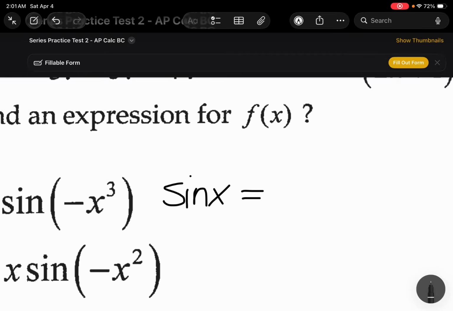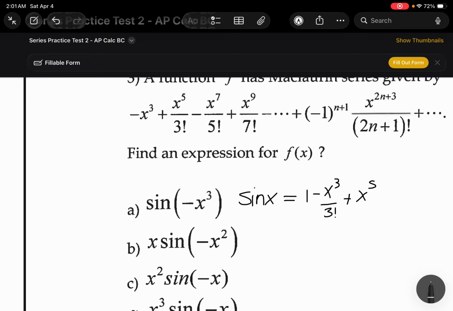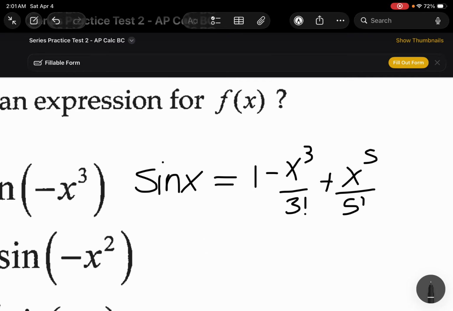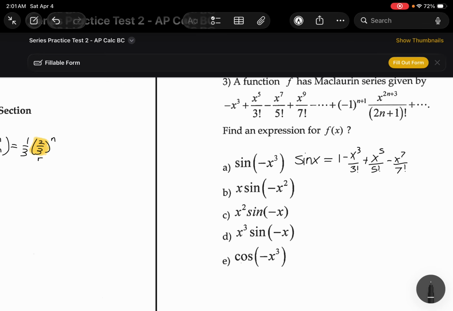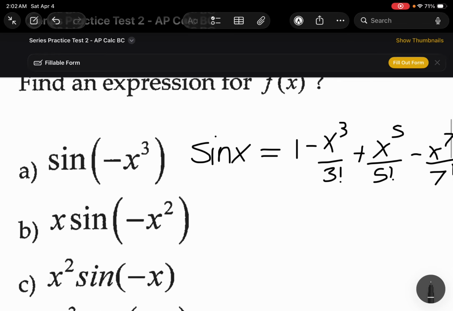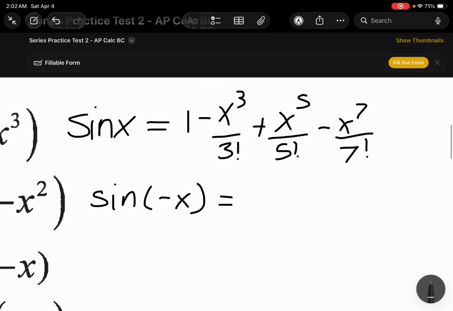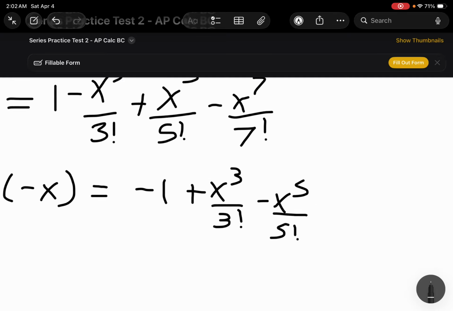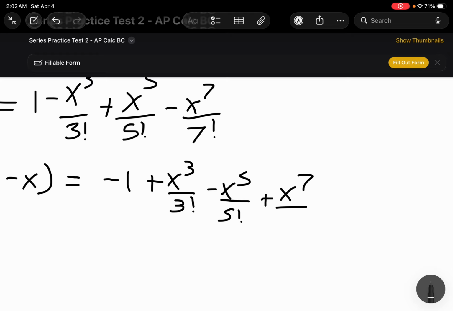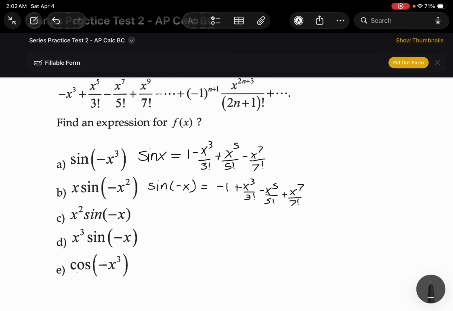Sine of x is equal to x minus x cubed over 3 factorial plus x to the 5th over 5 factorial minus x to the 7th over 7 factorial. How many terms is that? It's 4. So what this does first is this alternates in reverse. So it's going to be sine of negative x, which gives us negative x plus x cubed over 3 factorial minus x to the 5th over 5 factorial plus x to the 7th over 7 factorial. That matches up with the first 4 terms so far.